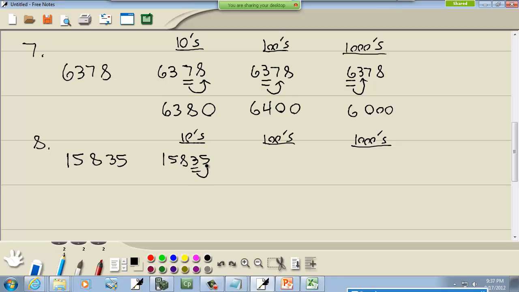Here's the tens. Look to the digit immediately to the right. It's 5 or greater, so we're going to round up. So the 3 becomes a 4. These remain as is, and we put a 0 for the digits to the right.